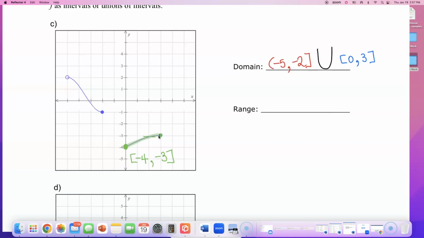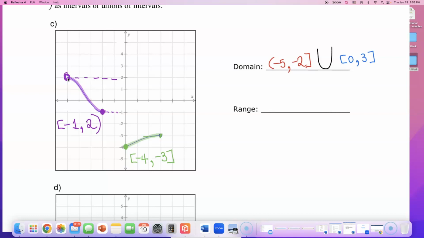I'm going to read the range of this one now. What's the lowest point of this purple piece? Well, this is the lowest point, and it looks like it's as low as -1. How high up does it go? It goes up to this open circle whose y value is 2. But we have an open circle there, so draw a parenthesis, okay?